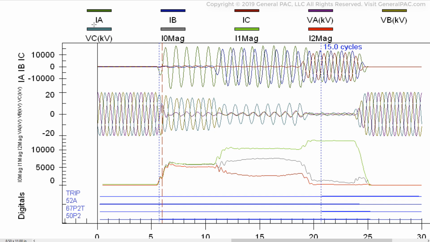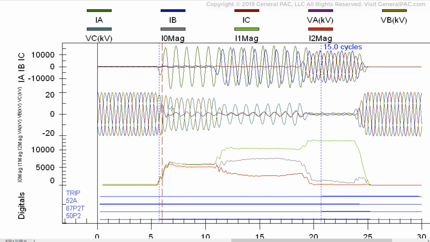And by the color of this waveform, we see that it's the green color, so it must be phase A current, right? So we see a huge presence of phase A current, whereas the other phases, phase B and phase C current, at this point are pretty darn small. So we could immediately tell that this appears to be a phase A to ground fault, right?